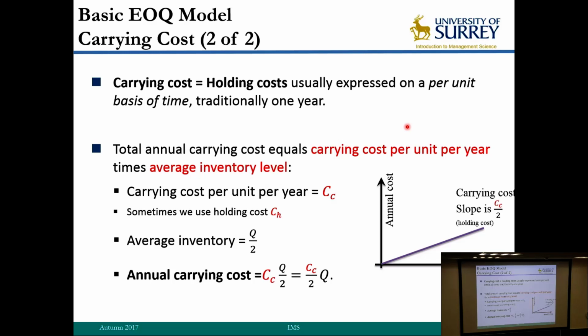Okay, so that means maybe every time we order inventories, we shouldn't order the bigger, the better. This is not the policy for global optimization. So this is the relationship between the quantity and the annual carrying cost. This is one type of cost.